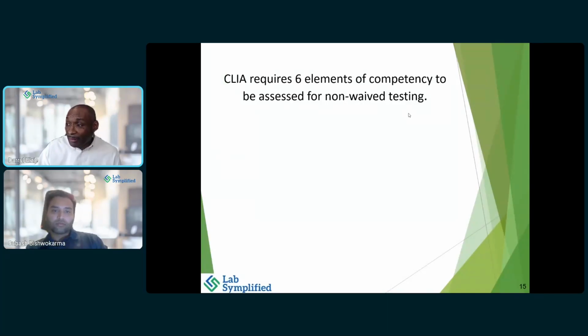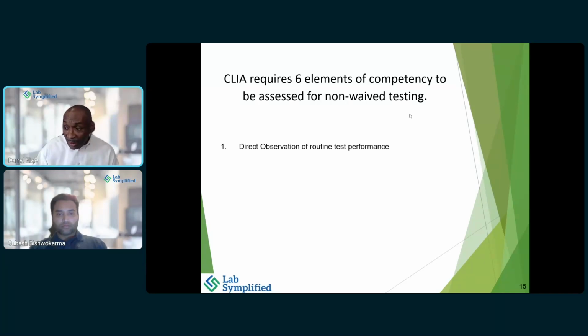CLIA requires 6 elements of competency to be assessed for non-waived testing. That's absolutely right. And any inspector, no matter whether it's Joint Commission, CAP, AABB, or the FDA, I'm over a Blood Donor Service Center. We have CMS, AABB, FDA, all of CLIA come in; it seems like I'm always getting inspected. This right here, they're all on the same page about that. They're going to look for all 6 elements, and we're going to talk about how you get those done. First one is direct observation of routine test performance.